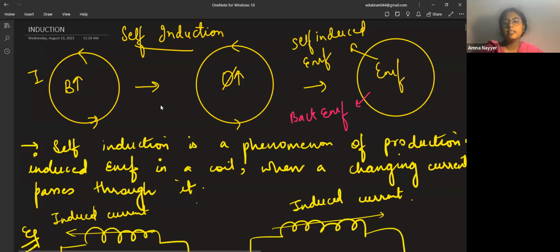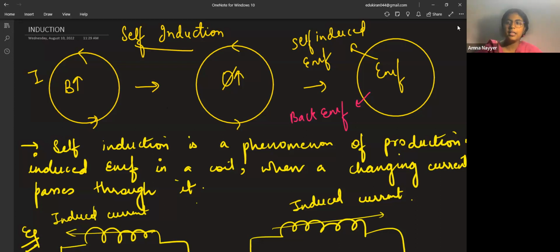All right, this is what is meant. Self-induction is the phenomenon of production of induced EMF in a coil when a changing current passes through it. Changing current produces a changing magnetic field. A changing magnetic field produces a changing magnetic flux. Changing magnetic flux induces EMF, and the entire process is called self-induction.